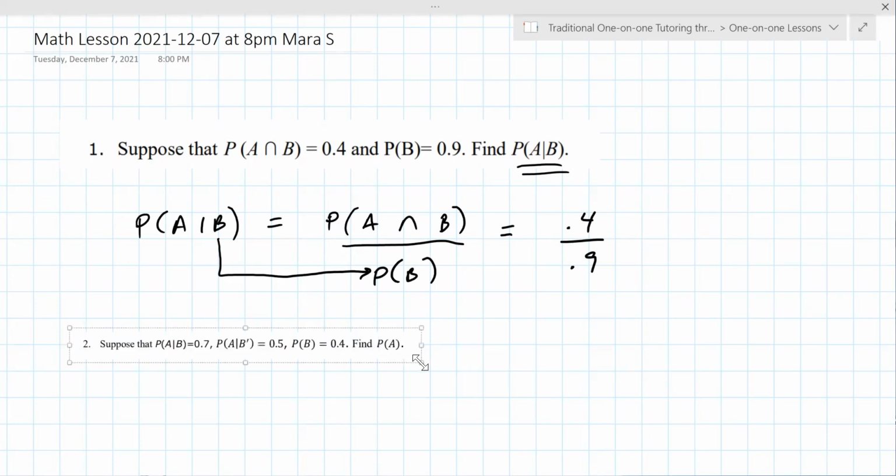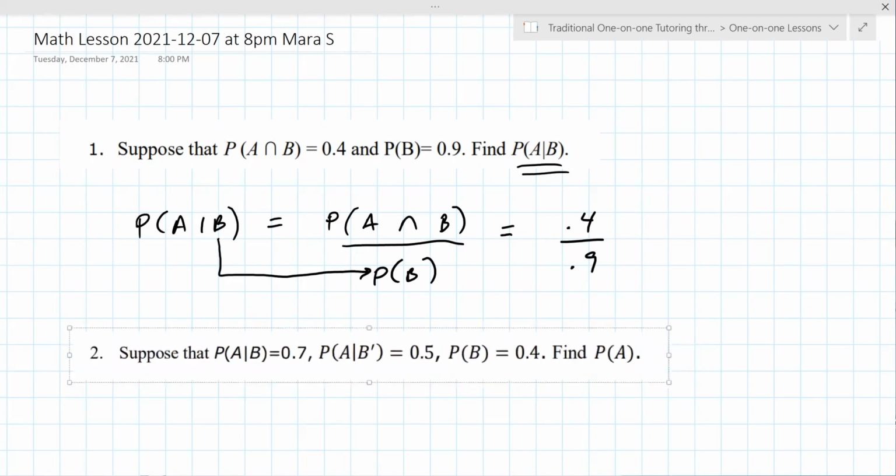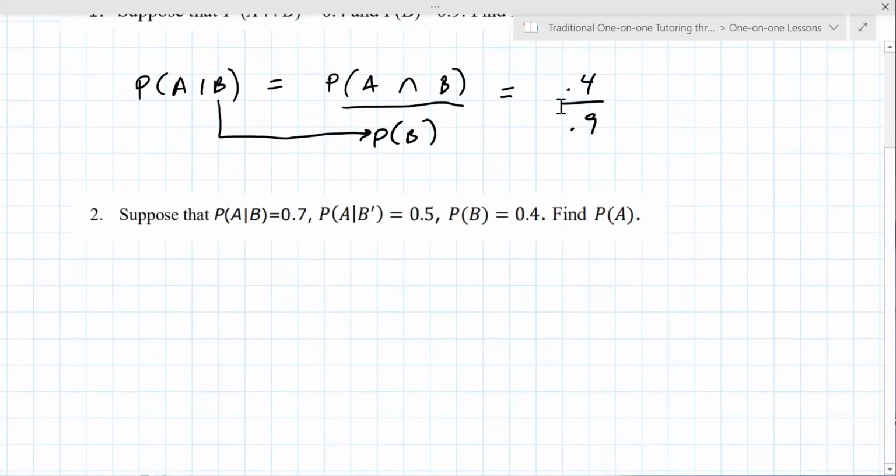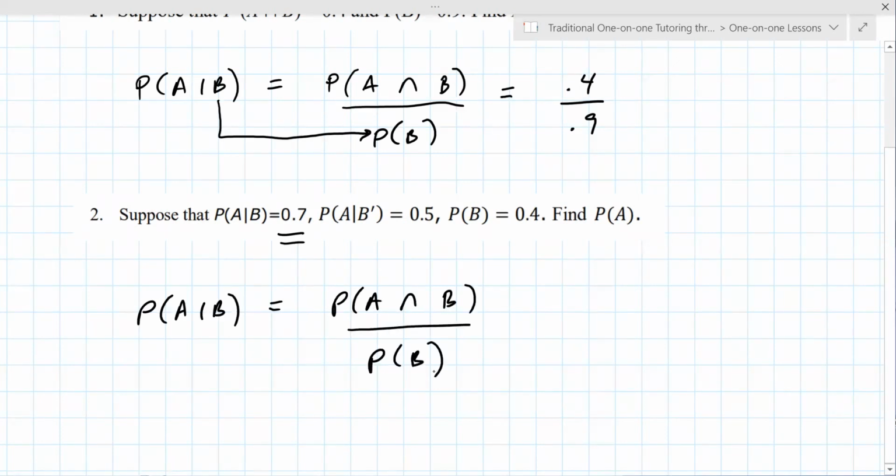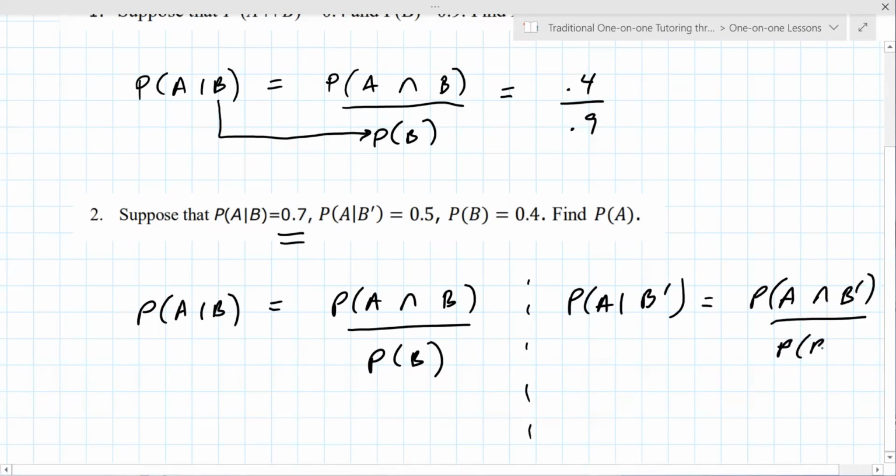Number two, this is the probably more difficult version of this. All right, so probability of A given B is 0.7. So that is the probability of A given B is the probability of A and B over the probability of B. And then the probability of A given B not is the probability of A intersect B not over the probability of B not.